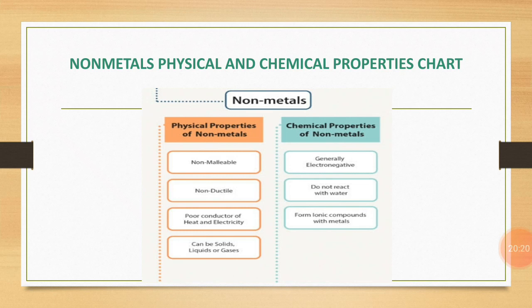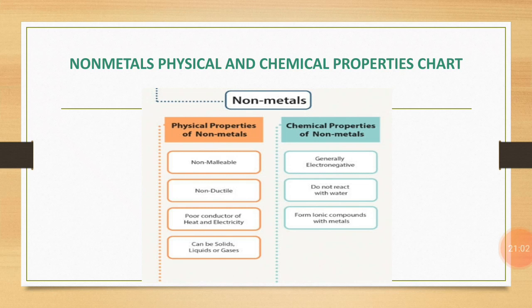Non-metals are non-malleable, which means they cannot be beaten into thin sheets. Second, they are non-ductile, so we cannot draw non-metals into thin wires. They are poor conductors of heat and electricity, which means they do not allow heat and electricity to pass through them. There is only one exception, graphite. Graphite is the only non-metal that allows electricity to pass through it. They can be in solid, liquid or gaseous state at room temperature, which means they are found in all three states. So this is about the physical properties of the non-metals.